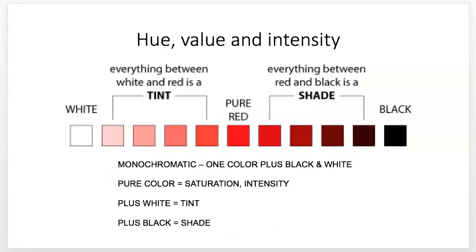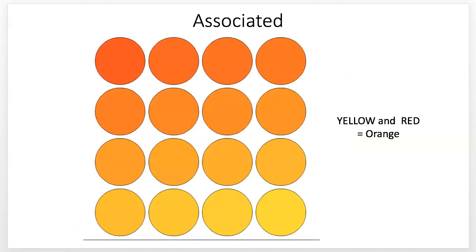A couple other words we use in color are hue, which is the family of color; value, which is the lightness and darkness. You can get a tint by adding white, a shade by adding black. Those are value. And intensity, or saturation, which is the muddiness or grayness, or how pure the color would be. Okay?